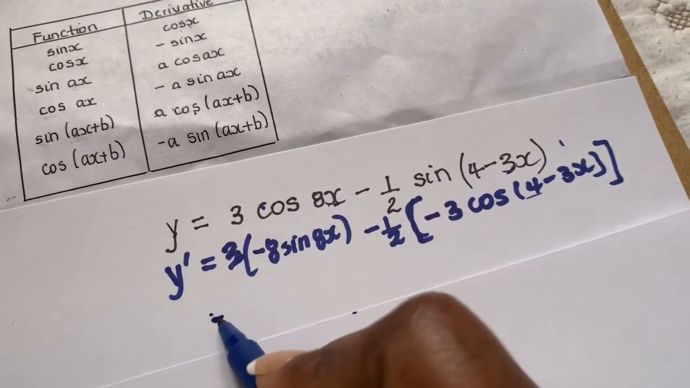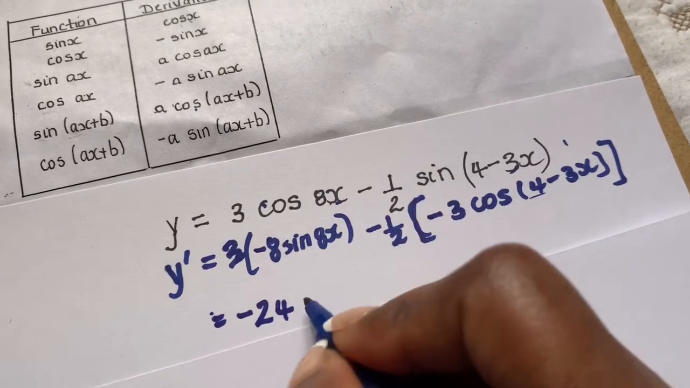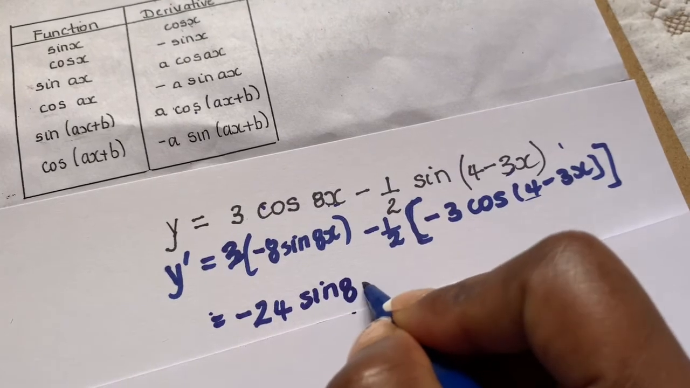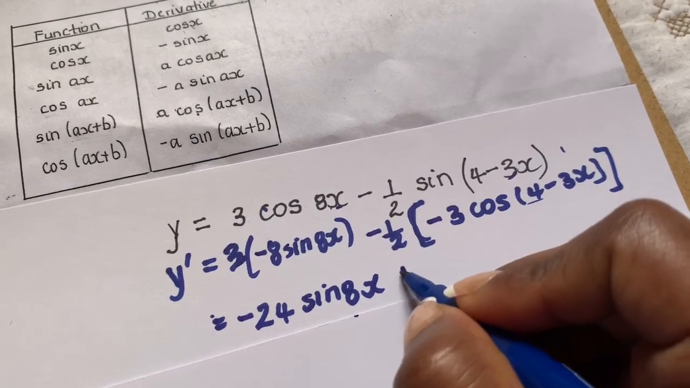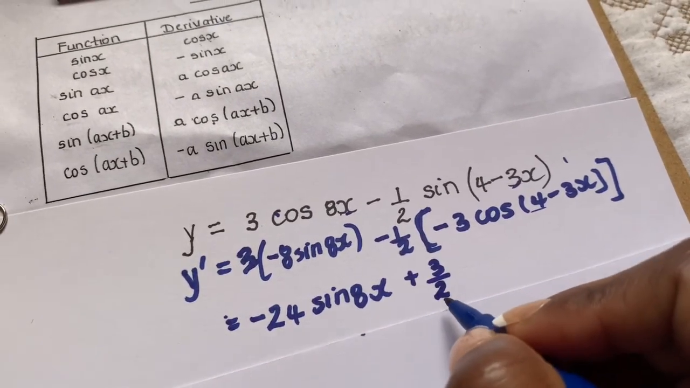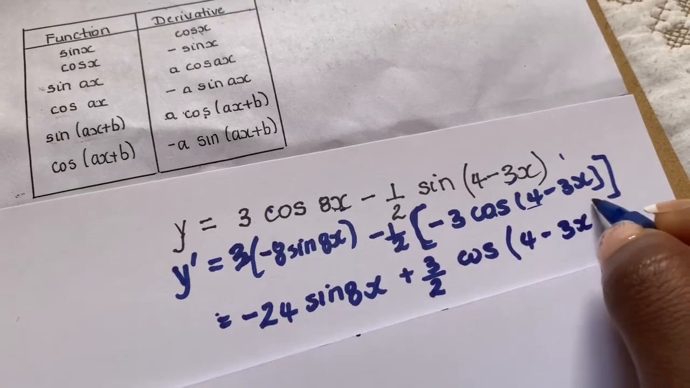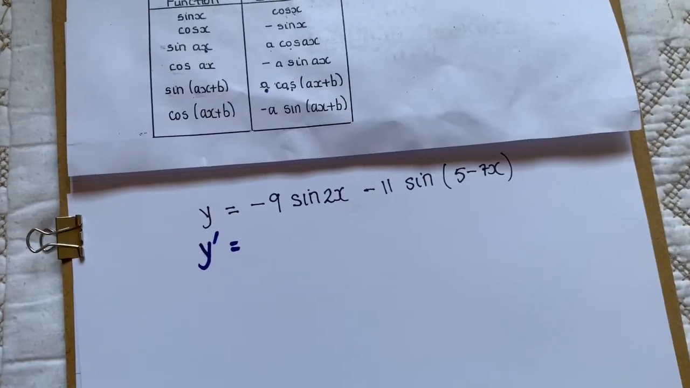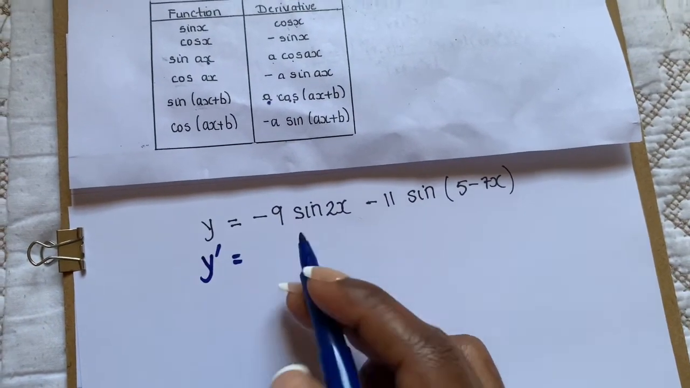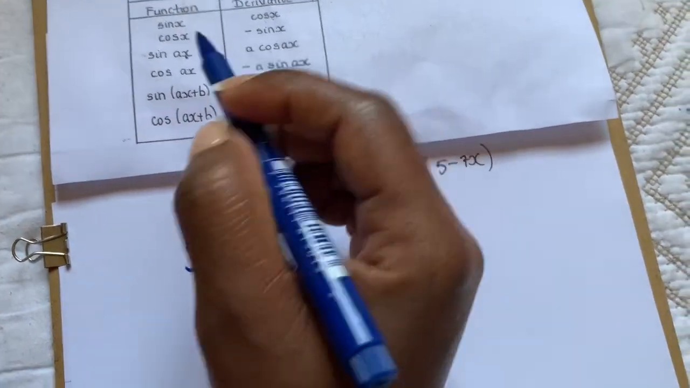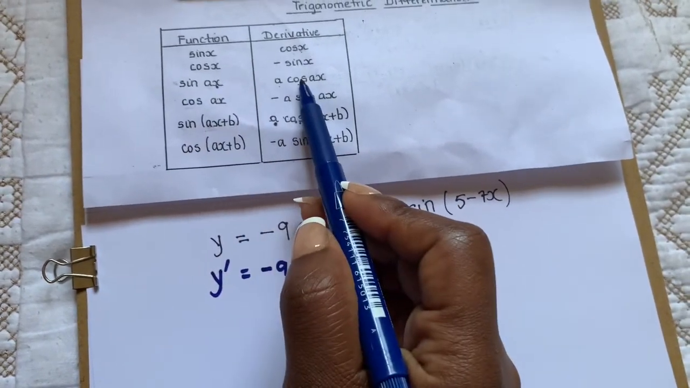So when we simplify, 3 times negative 8 is negative 24. And you write back your sine 8x. Here, negative half times negative 3 is a positive 3 over 2. And you write back your cos 4 minus 3x. And that is our final answer. For this question, whatever we get when we differentiate sine 2x will be multiplied by our negative 9. So for sine 2x, which is following this pattern, we'll get 2 cos 2x.